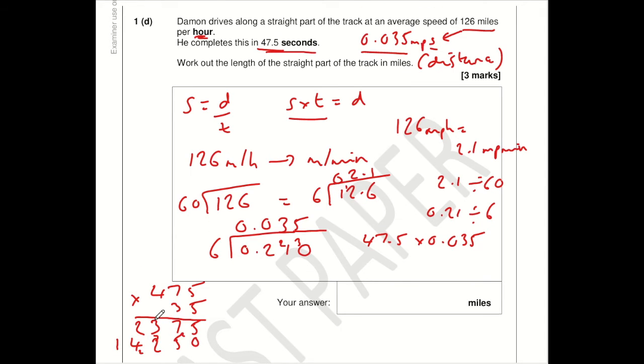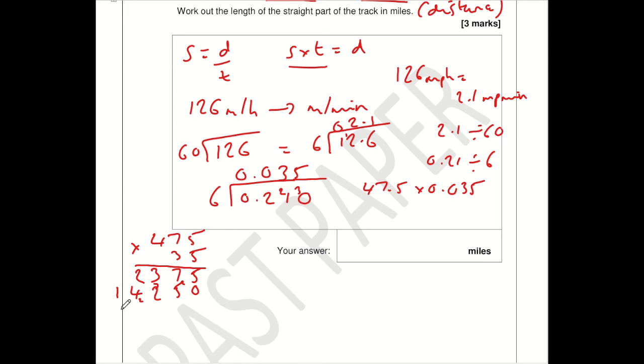Okay, so let me just scroll down a little bit so that I can add these two together. 5 plus 0 is 5. 7 plus 5 is 12, 2 carry 1. 3 plus 2 plus 1 is 6. 2 plus 4 is 6, and 1 plus nothing is 1. So we know that 475 multiplied by 35 is 16625.